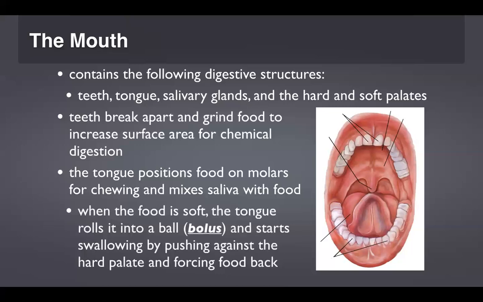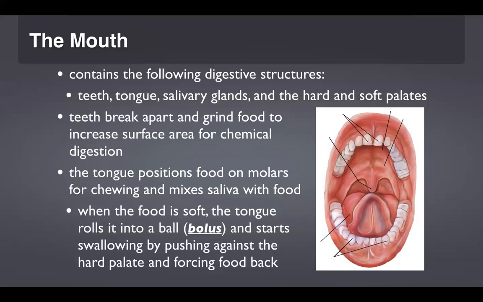Lastly, on this slide, when the food is soft, the tongue rolls it into a ball, and that's called a bolus. And swallowing is basically your tongue pushing against the hard palate and forcing food back. Again, one of those actions that you never really think about when you're chewing food, but eventually when you need to swallow, it's your tongue that pushes up against the roof of the mouth. Now you can swallow without pushing your tongue against the roof of your mouth, but it's really hard. Fun stuff happening here in biology.